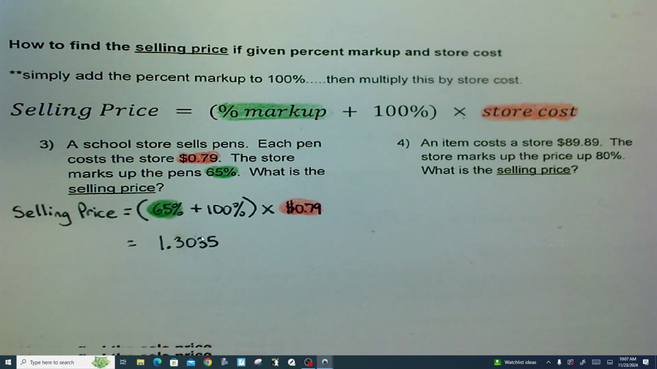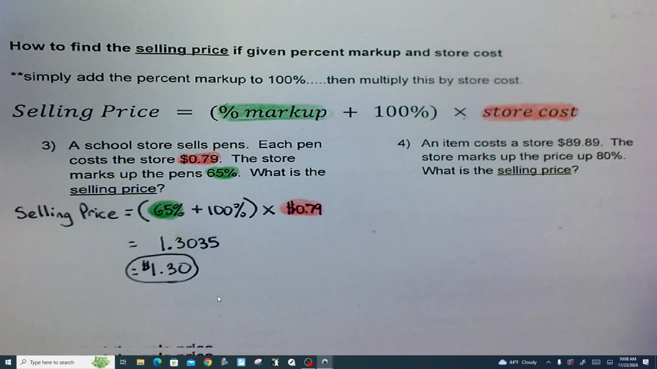So this is what we got for our answer, and since it's money, it's talking about selling price, we only want 2 of these numbers after the decimal spot, so we're going to round it, and this 3 says keep it at a 30, so final selling price would be $1.30. Just make sure you do a restate.